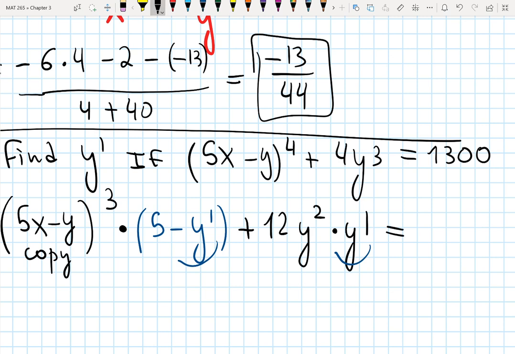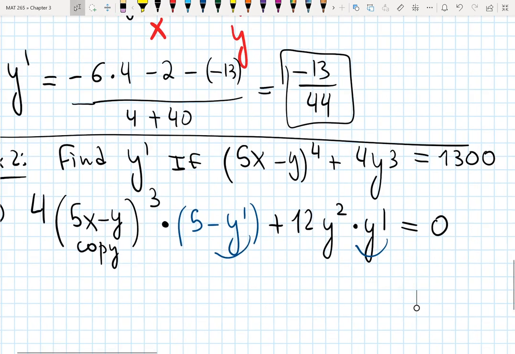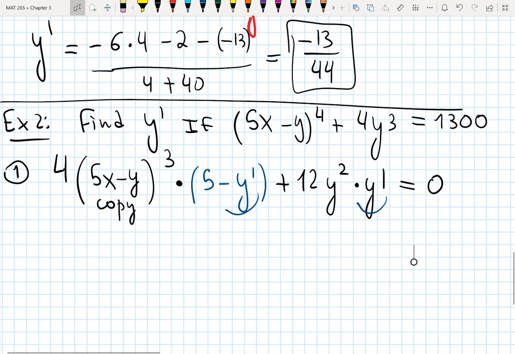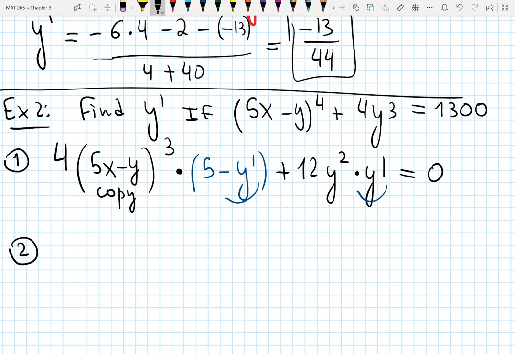Equals 1300 or not? 0. And that's the most common mistake. You get happy to be over with this on the exam, and then you copy 1300. Differentiate the right-hand side, and derivative of the right-hand side is 0. Step 2, what Patrick said.